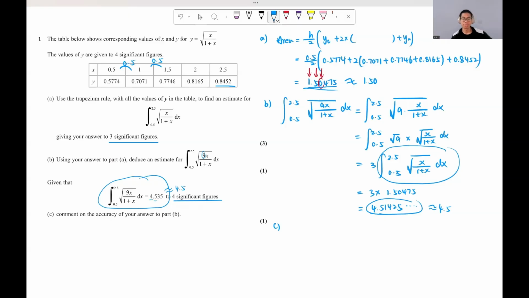That means the answer we have is accurate to 1 decimal place. Or you can say it is accurate to 2 significant figures. Both work, up to how you write it.